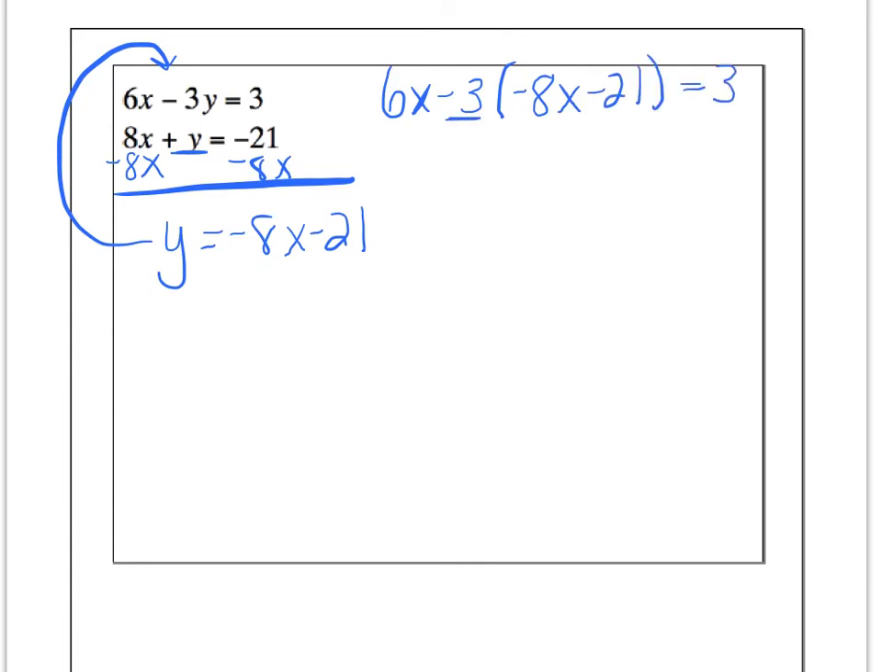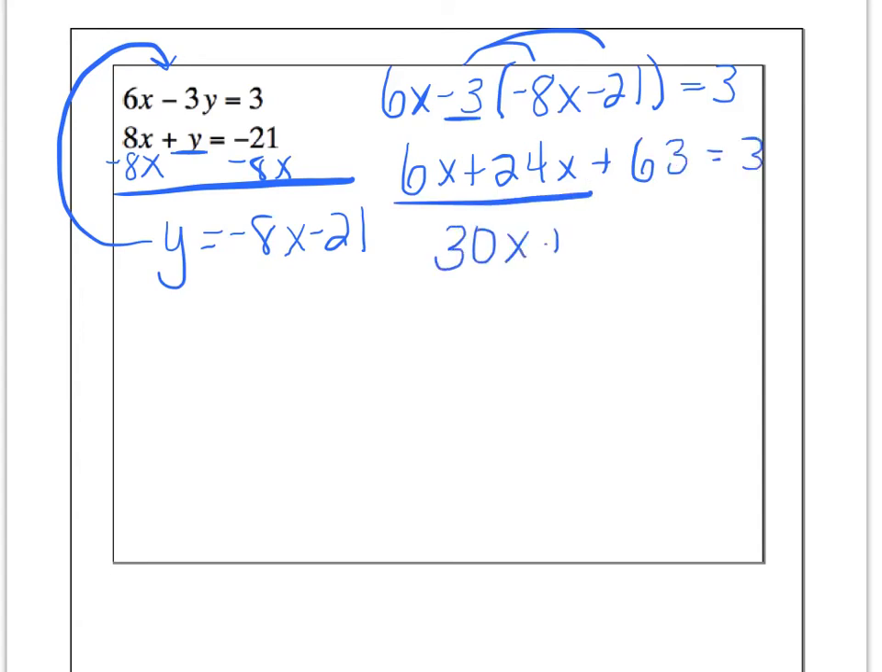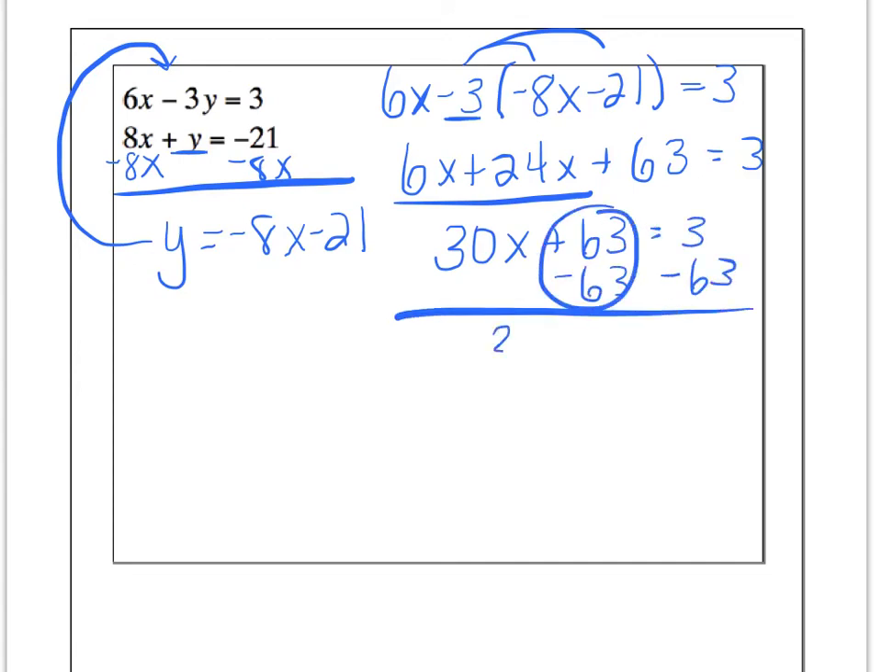Remember, you're distributing a negative 3, so you've got 6x plus 24x plus 63 equals 3. This is going to give us 30x plus 63 equaling 3. Subtract 63, and 30x equals negative 60. Divide by 30, and x equals negative 2.